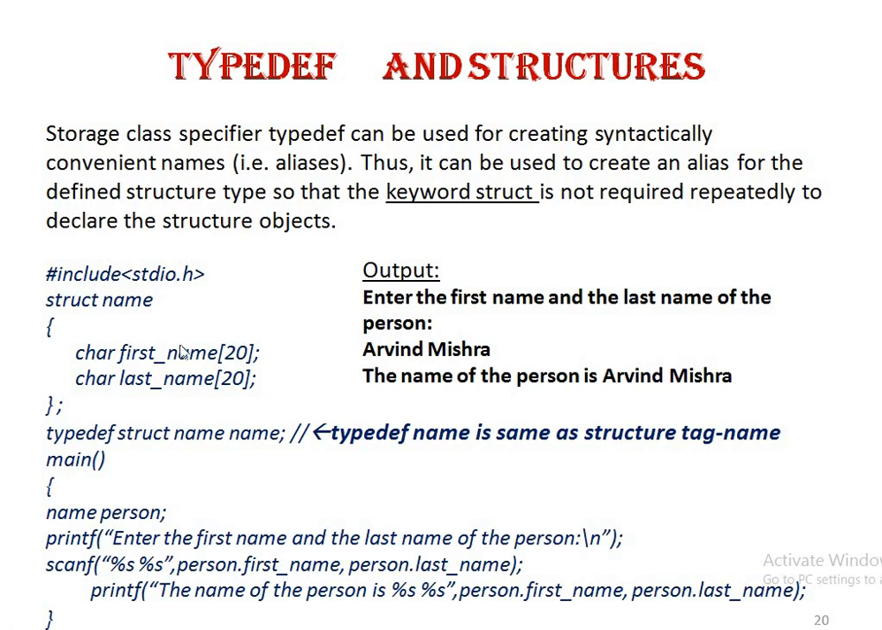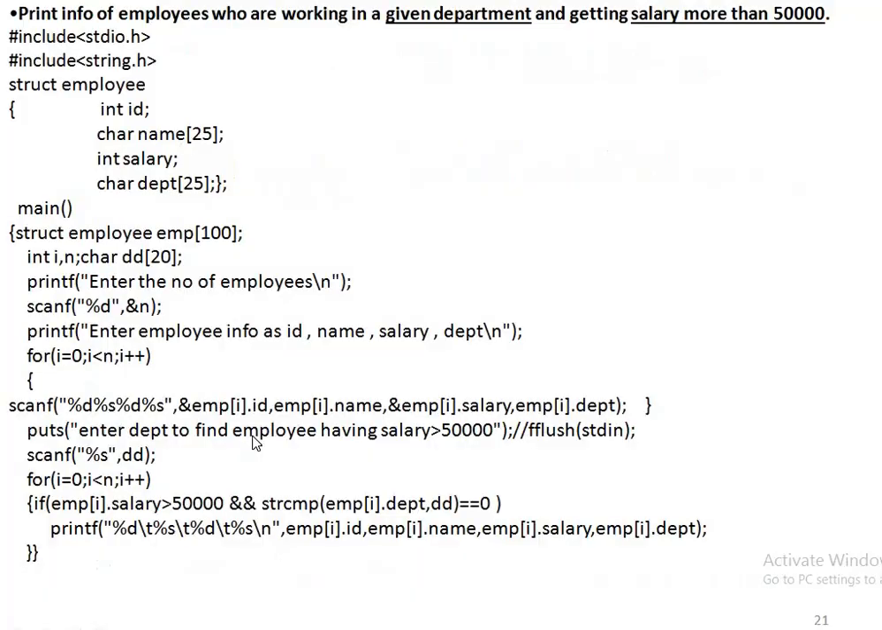So typedef is just a keyword that is actually a storage class, and whenever we want to get rid of the struct keyword anywhere and only the name of that structure is required to create any object, then typedef is utilized here. So every time we don't have to write struct. In this typedef struct name, the struct name is replaced by this name.